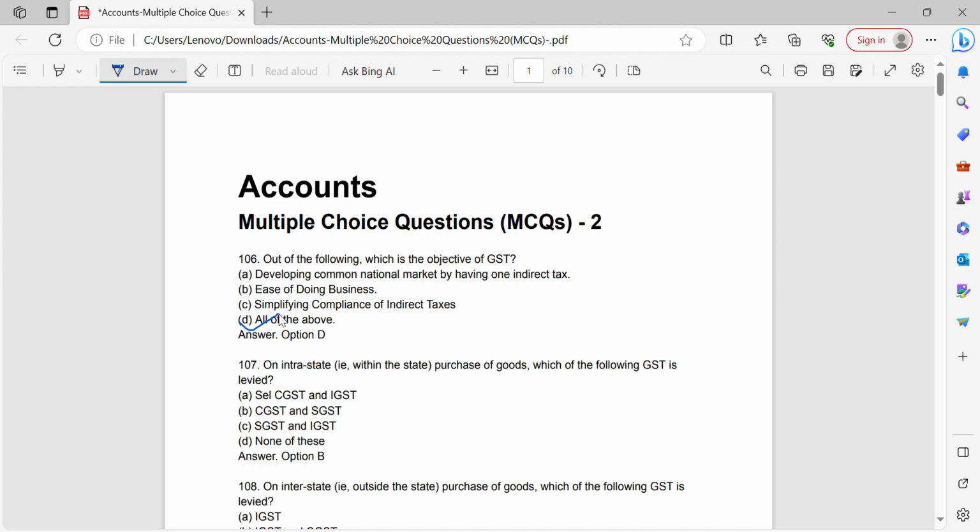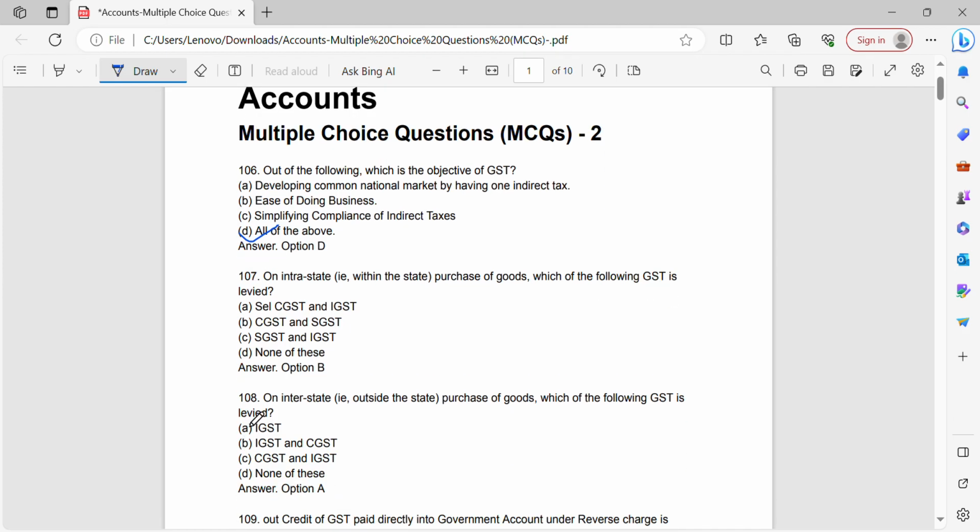तो अब हम बढ़ते हैं 107 क्वेश्चन पे. On intrastate, for example, within the state purchase of goods, which of the following GST is levied? Answer is option B, CGST and SGST.